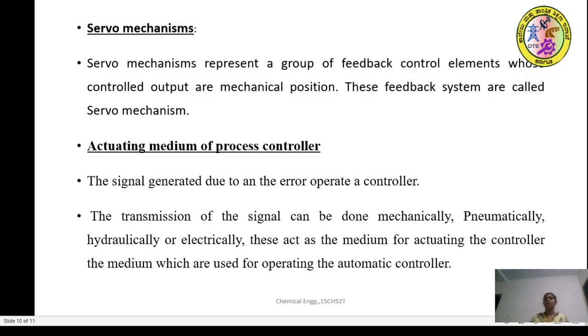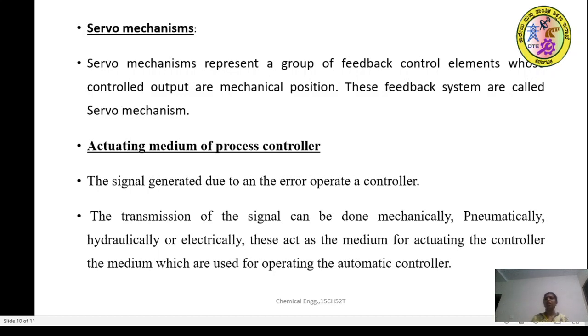The servo mechanism. So what is a servo mechanism? It represents a group of feedback control elements whose control output is mechanical position. These feedback systems are called servo mechanisms.